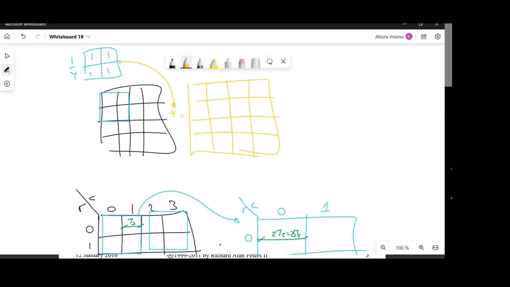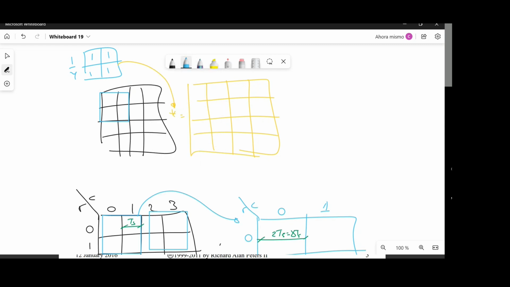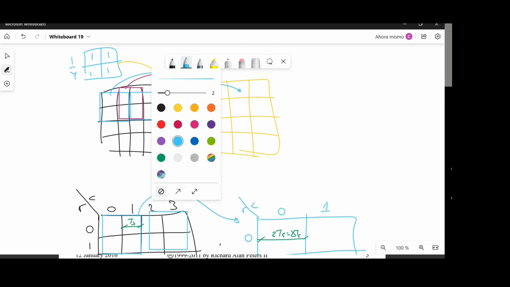But when I'm convolving, these four values will go there. And I will use a different color so that you can see. These four values will go there. And then I will use again the same color. These four values will go there. Okay, so so far I have done the convolution, and now I will do the sampling.